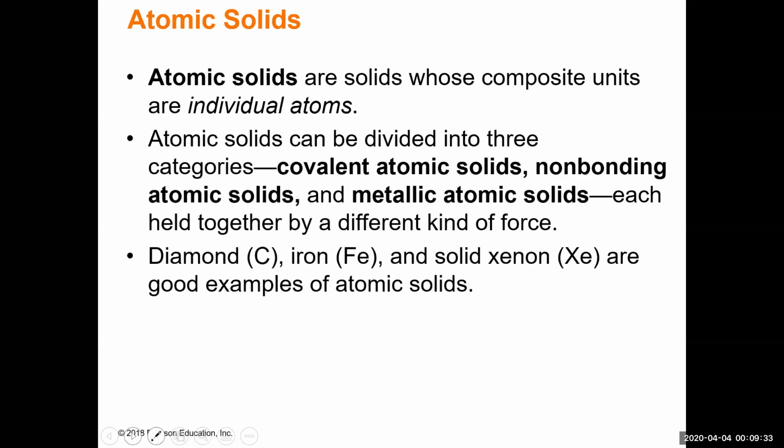And last, we have the atomic solids. Those are solids whose composite units are individual atoms. So atomic solids can be divided into three different categories. We can have covalent atomic solids. We can have non-bonding atomic solids. And we can have metallic atomic solids. And each of these are held together by a different kind of force.